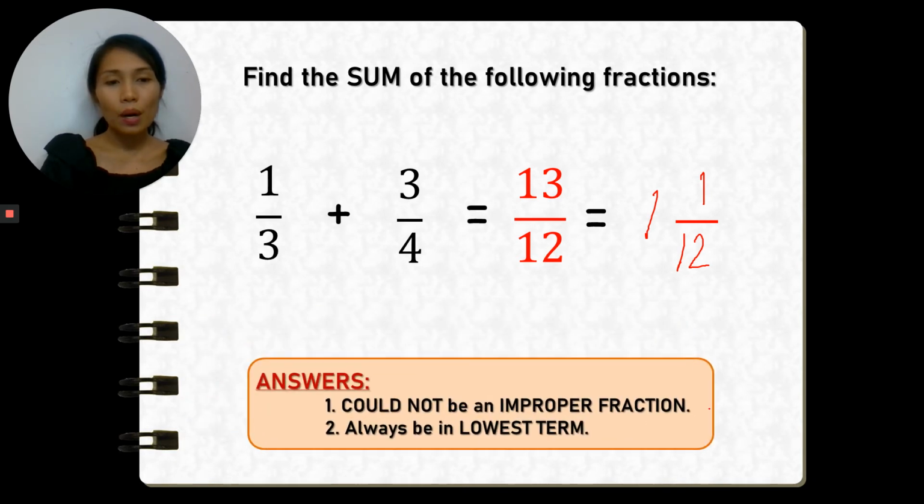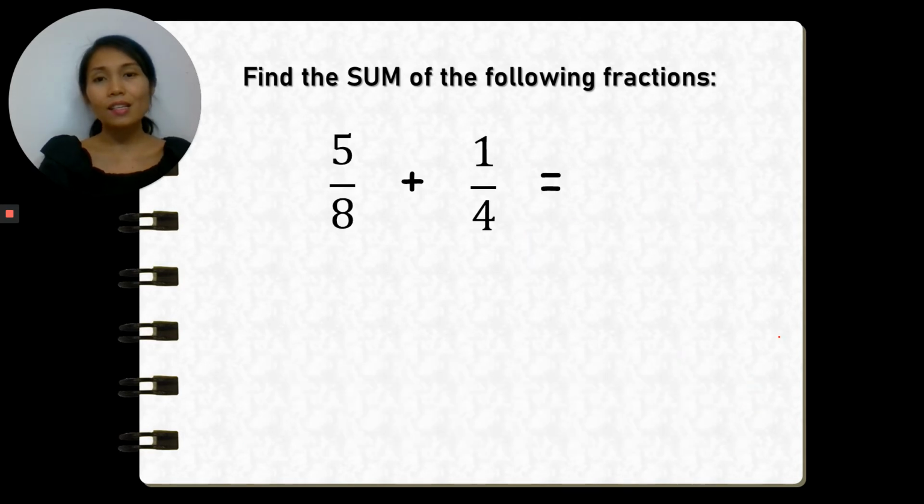It could not be an improper fraction. Yes, it's not an improper fraction, and it's in lowest term. Of course, the numerator is already 1, so that's pretty obvious that it's already in lowest term. All right, so let's try another one. 5/8 plus 1/4.